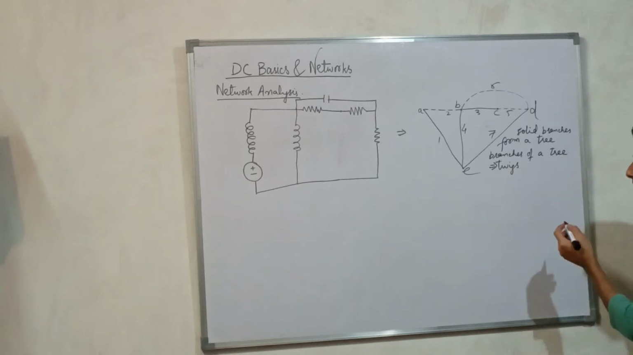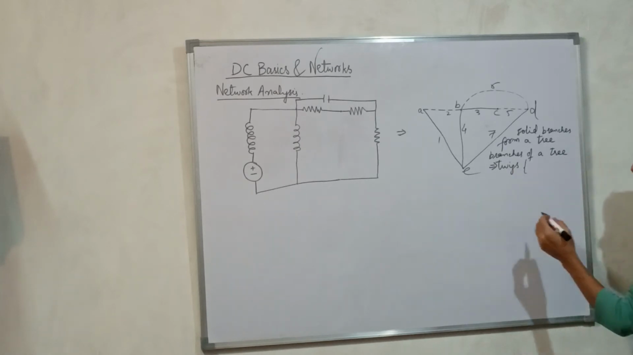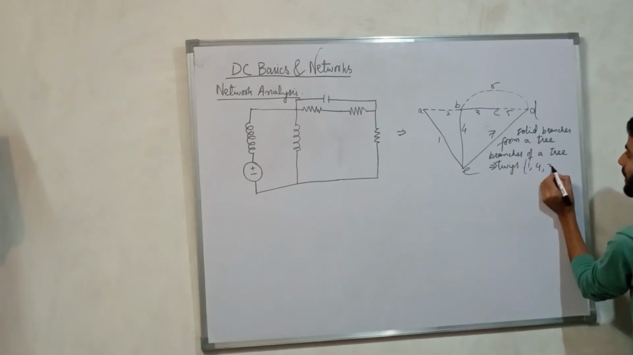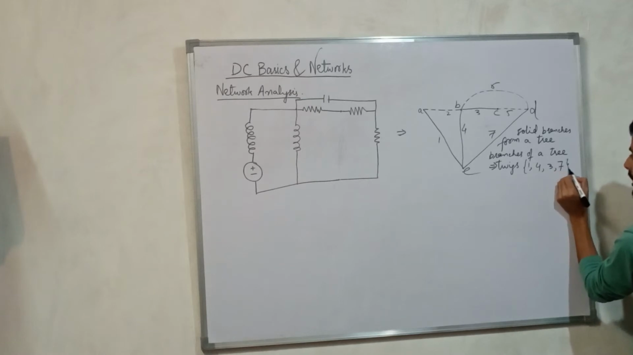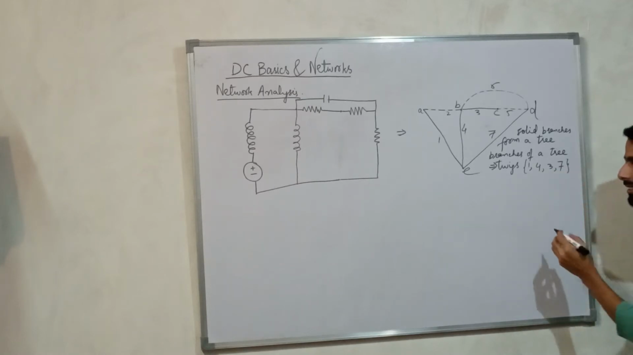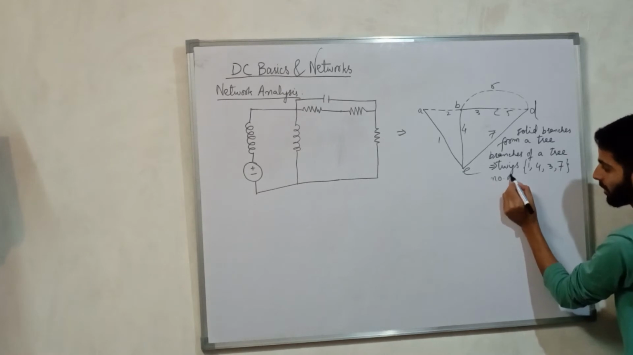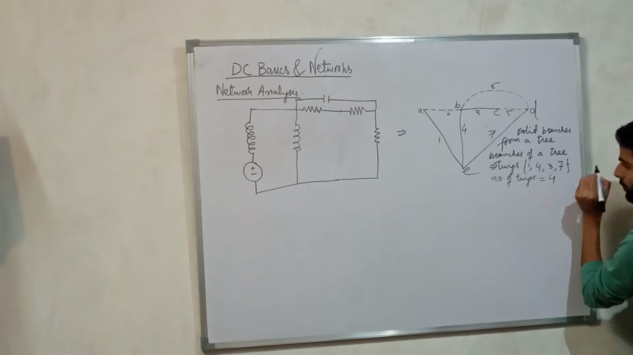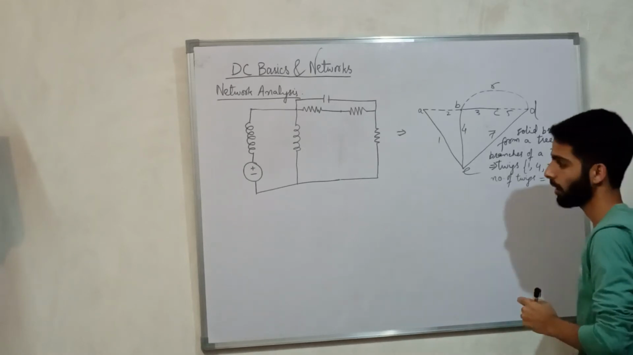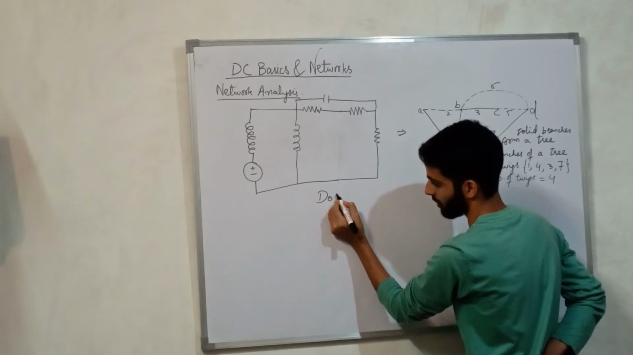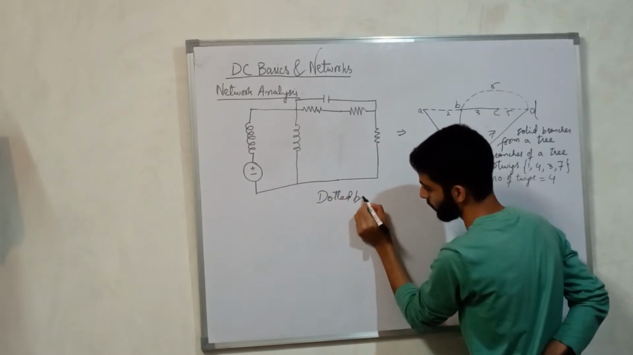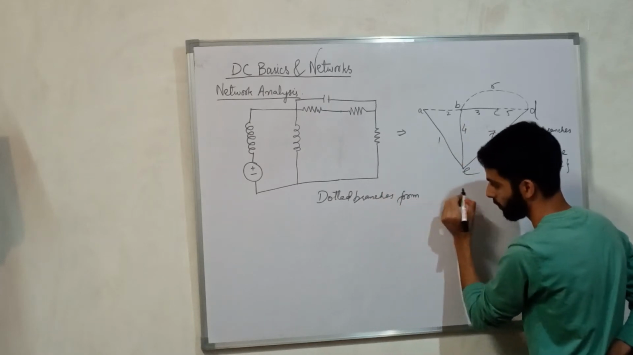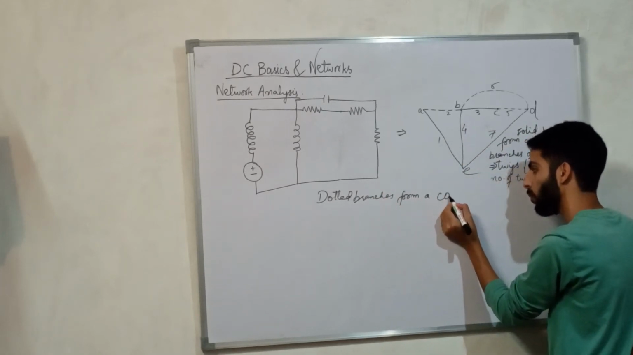So what are the twigs here? The twigs here are 1, 4, 3 and 7. How many twigs? Number of twigs is equal to 4. Dotted branches form a co-tree.